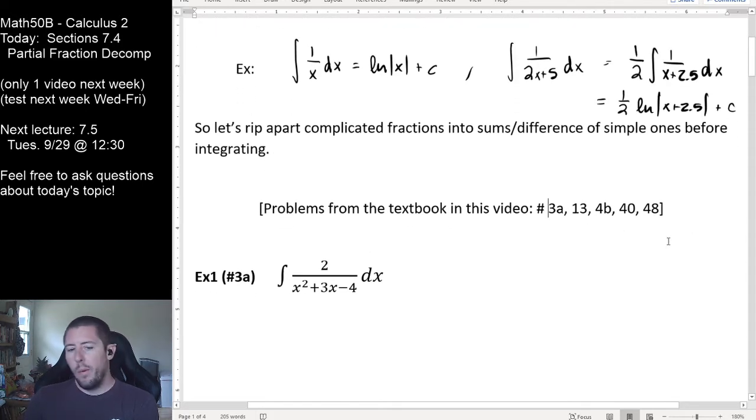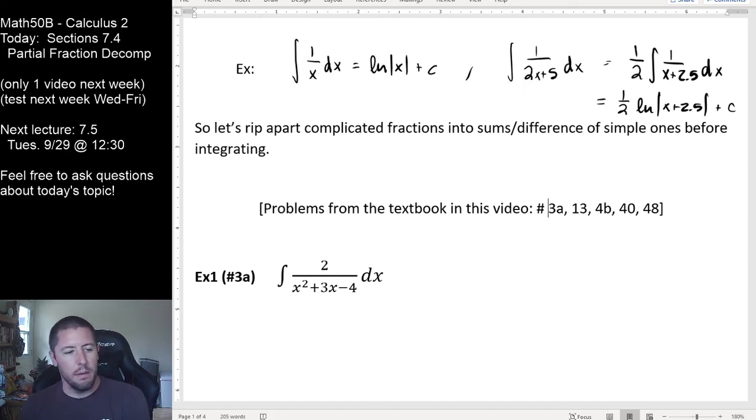The first example that we want to look at is a quadratic. We've got 2 divided by a quadratic, and really these denominators are going to be the most important thing for us to keep an eye on. The numerators are, in a sense, allowed to do whatever they want. The denominators are the thing that we're really going to have a fight with here today.